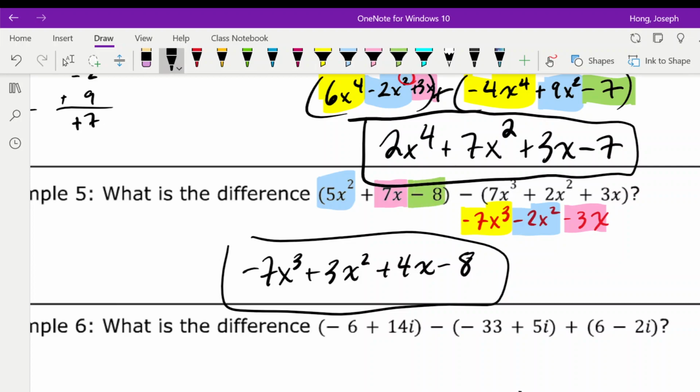So I ended up combining like terms. This negative 7x cubed didn't have anything to combine like terms with. So we just brought it down. 5 minus 2 is 3. 7 minus 3 is 4. And with the x, of course, and this negative 8 came down.